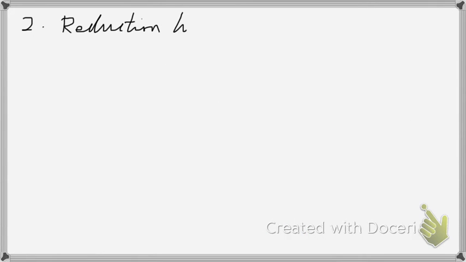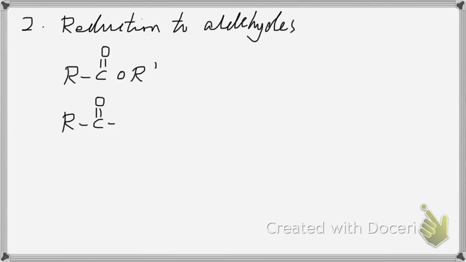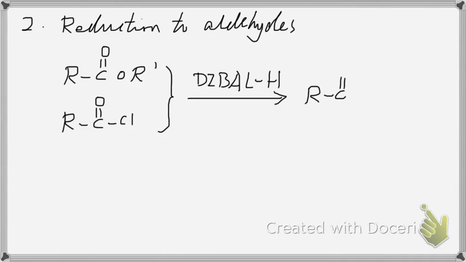All right. The next reduction is the reduction of ester to aldehydes. Actually, esters and acyl chlorides both can be reduced to aldehydes by a relatively weak reducing agent, DIBAL. DIBAL stands for diisobutyl aluminum hydride. It's based on aluminum hydride, but it's modified so that it cannot reduce the aldehyde further.